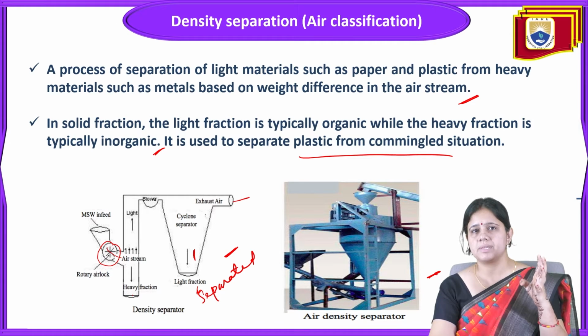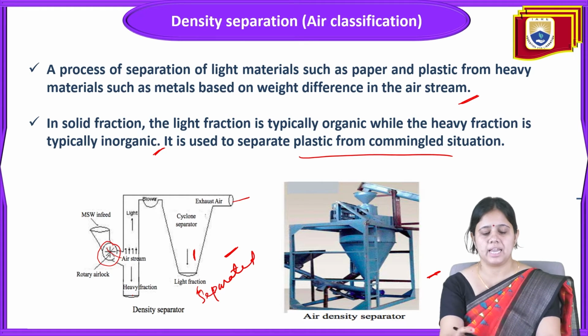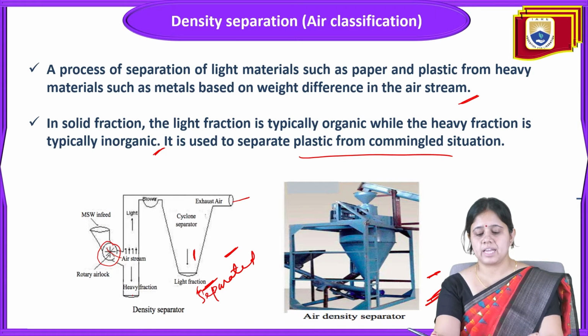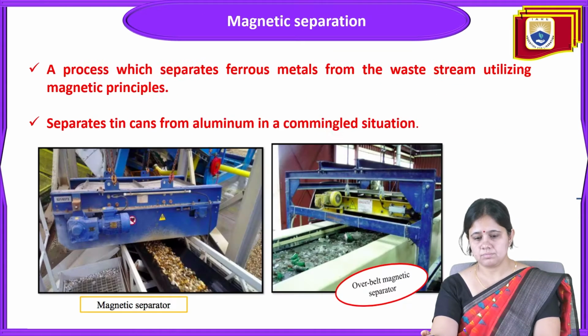So it basically works on the weight difference of the waste. If it is lighter in weight, then it will flow high, and it will be separated through the cyclone separator. It will be separated, and we can collect it from here only. This is the actual picture of this air density separator.